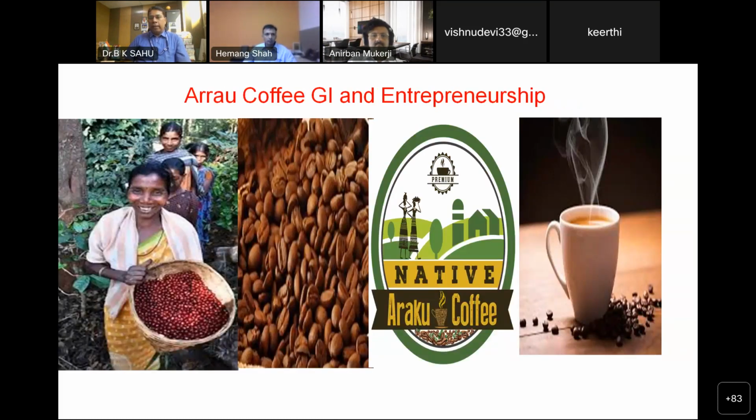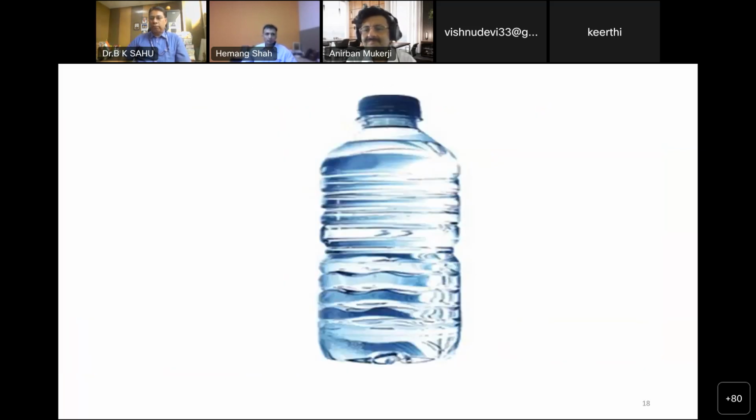One of the beautiful examples is Araku coffee. Araku coffee is a GI registered coffee. One of the startups came out with a native Araku coffee, and today hundreds of people are getting direct livelihood, and also people like me are getting our own coffee from our own place where our roots are, and towards entrepreneurship. That's the IP, that's the ecosystem, we are part of it.